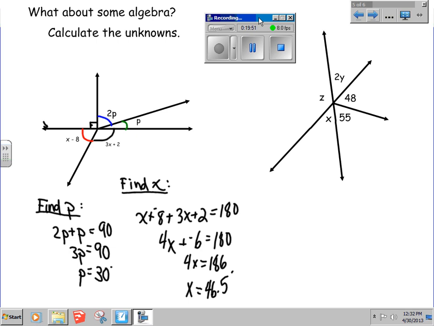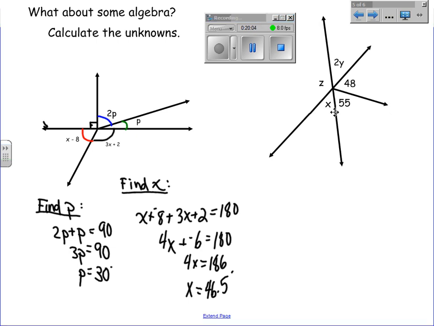Jack? Well, z would be equal to 48 and 55. Why? Because they're vertical angles. This angle right here, and this one and this one are equal, they're vertical angles. So Jack says find Z. And Z will equal 48 plus 55. What is 48 plus 55? Ray? 103 degrees.